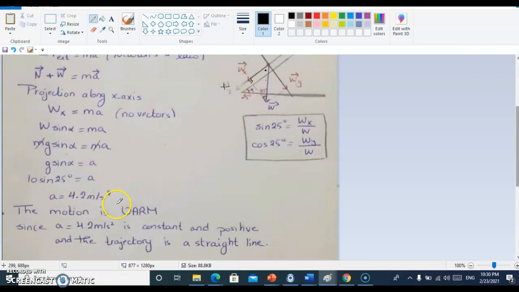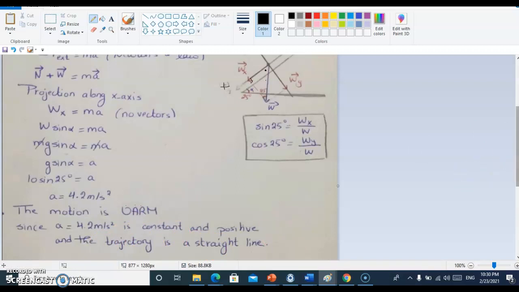The motion is UARM. I've been repeating this many times. You have to justify it. You have to justify why it's uniform, why accelerated, and why rectilinear. So accelerated since a is positive, uniform since it's constant, independent of time, and rectilinear since the trajectory is a straight line.